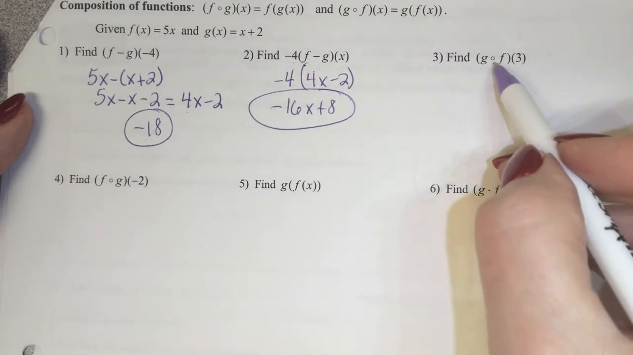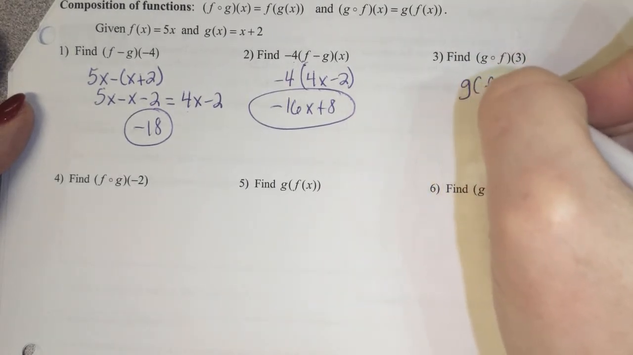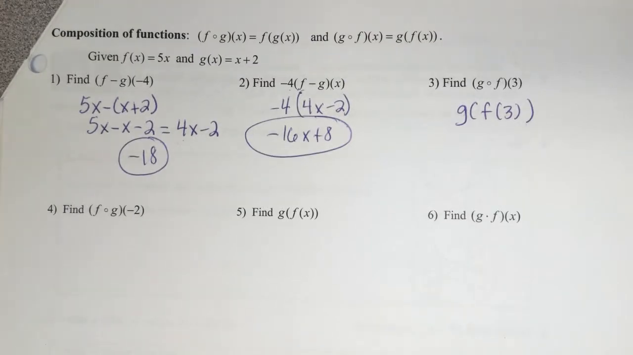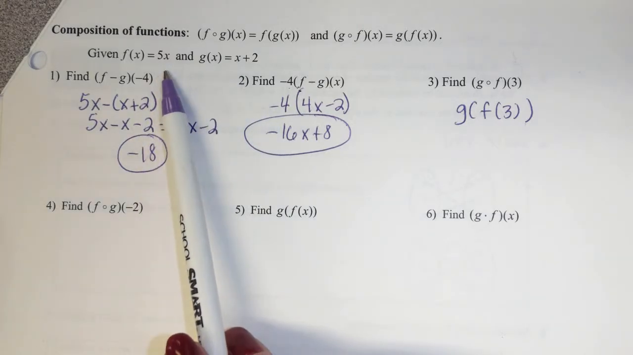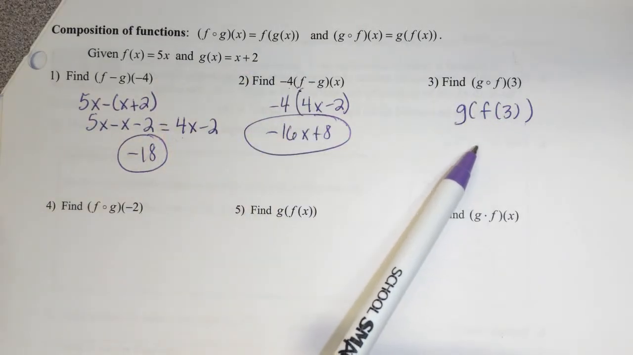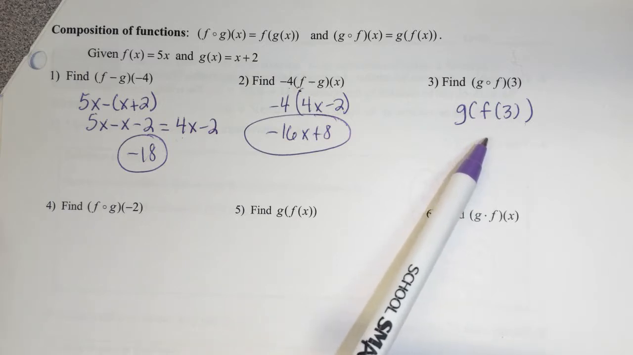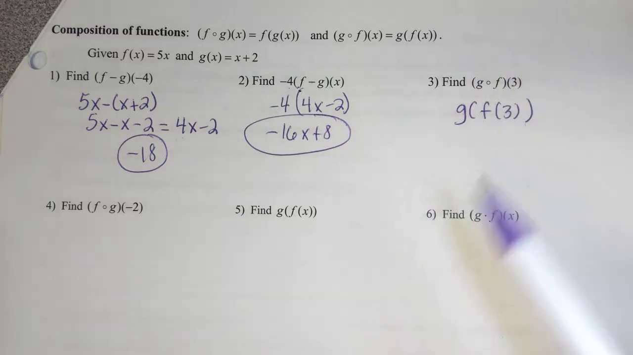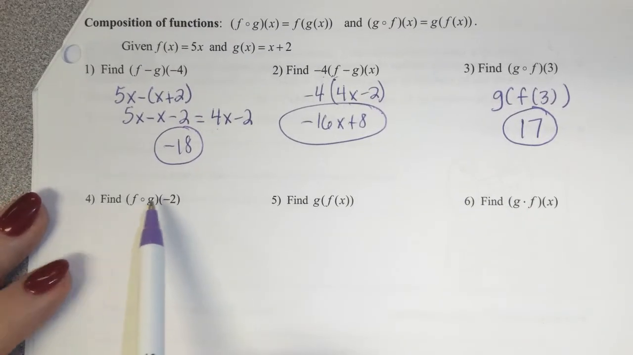Okay, remember what this means with this open dot? This is g of f of 3. Try it on your own, and raise your hand when you think you know. Allison? 17. Carson, agree? 17? Ian, agree? 17 is correct. Very good. All right, go ahead and try this one now.